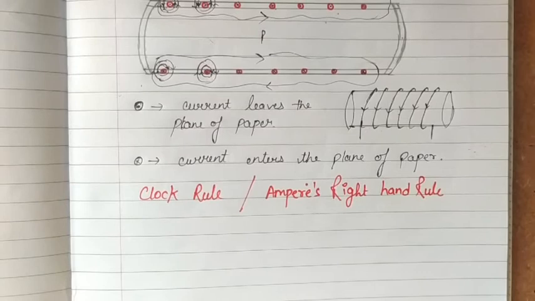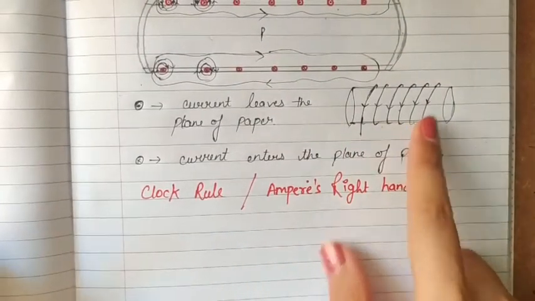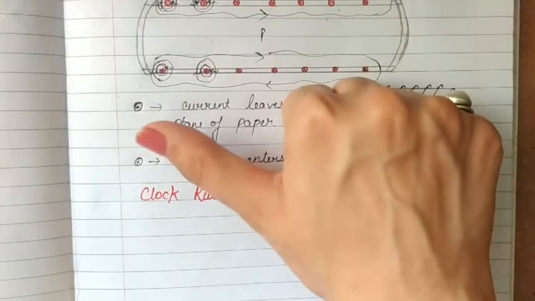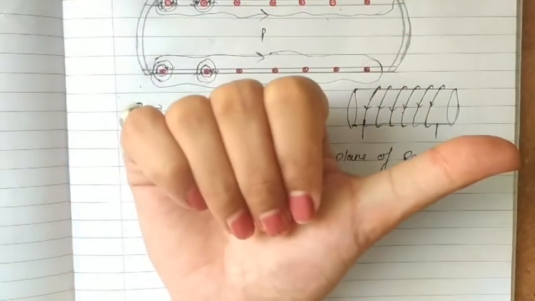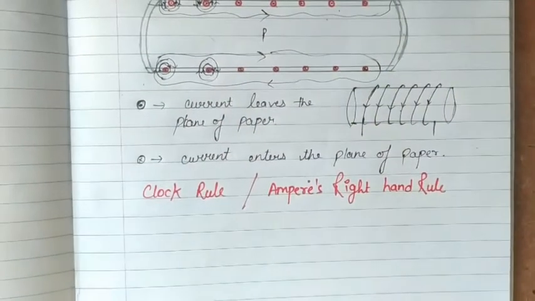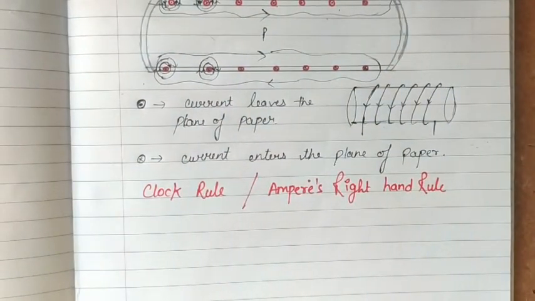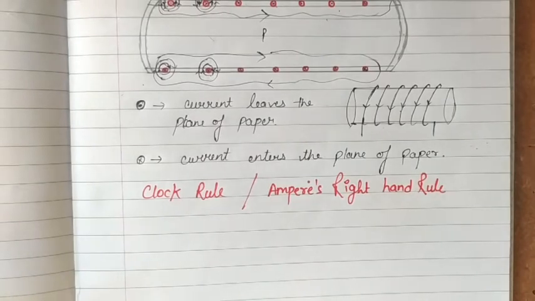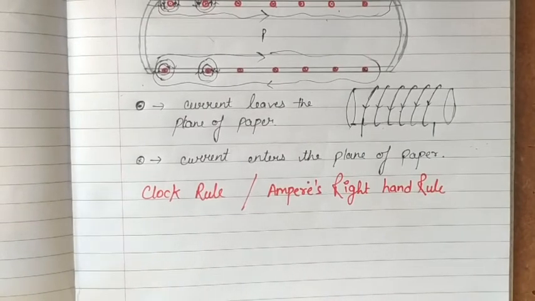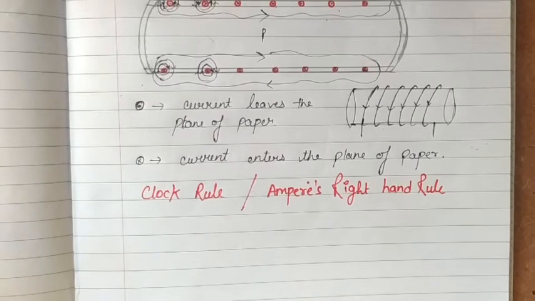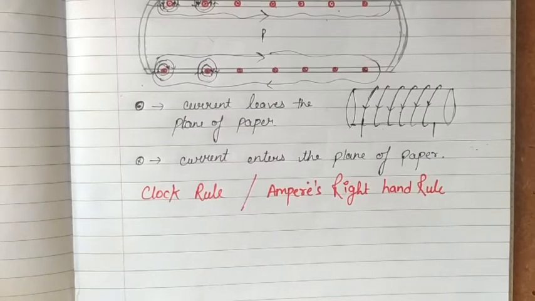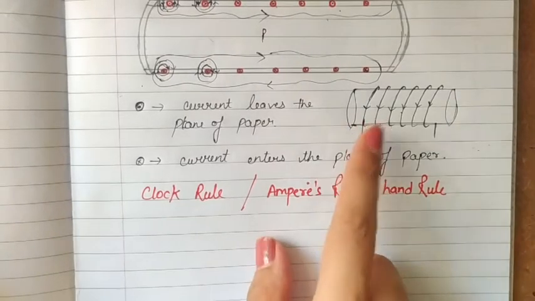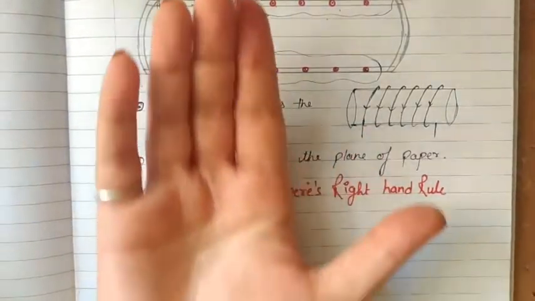Now let me clear it. Suppose this is a solenoid, then I have two ways to grasp it with my right hand. Either I can grasp it like this or I can grasp it like this. But the position I want to choose is the one in which the fingers of my right hand represent the direction of current. So I want to grasp the solenoid with my right hand such that my fingers point along the direction of the current. So in this particular case, it will be like this.